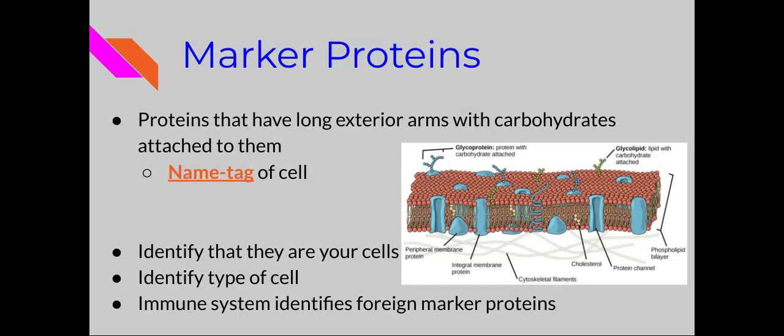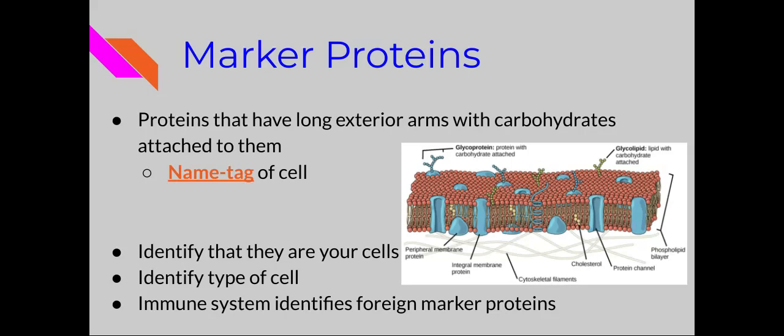Our last type of cell surface protein are called marker proteins. Marker proteins are proteins that have long exterior arms with attached carbohydrates. If you see, the glycoproteins and glycolipids are structures that have carbohydrates attached to them. So those are in the picture right there. Marker proteins are sometimes called the name tag of the cell.